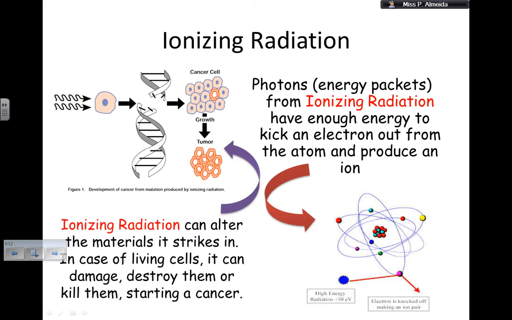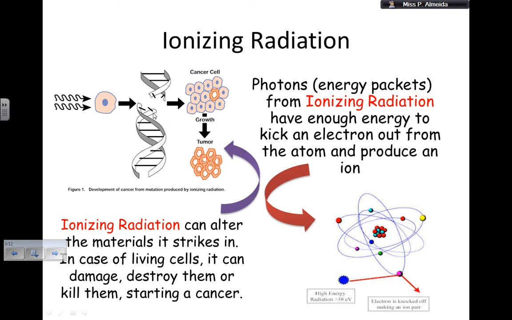Now, what is the problem? Well, ionizing radiation therefore can alter the materials that it strikes, in the case of living cells, which is what happens if they strike our cells and the atoms in our body. It can damage them, destroy them, kill them, and can start a cancer.